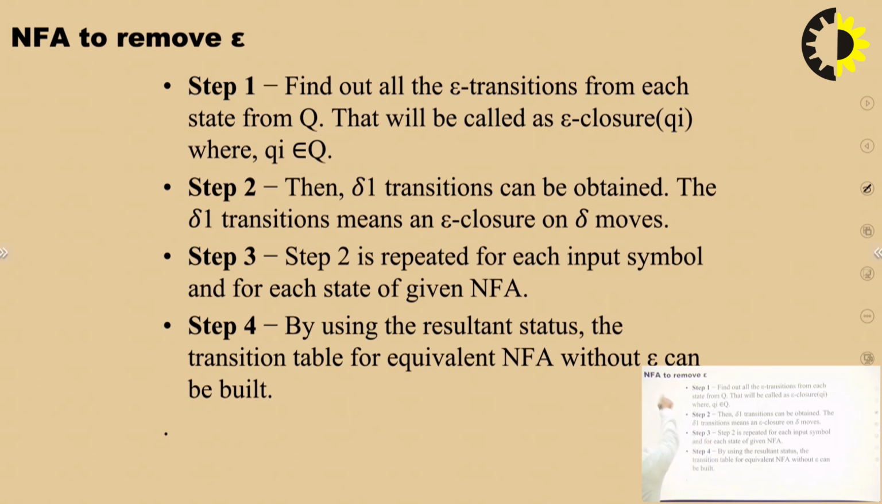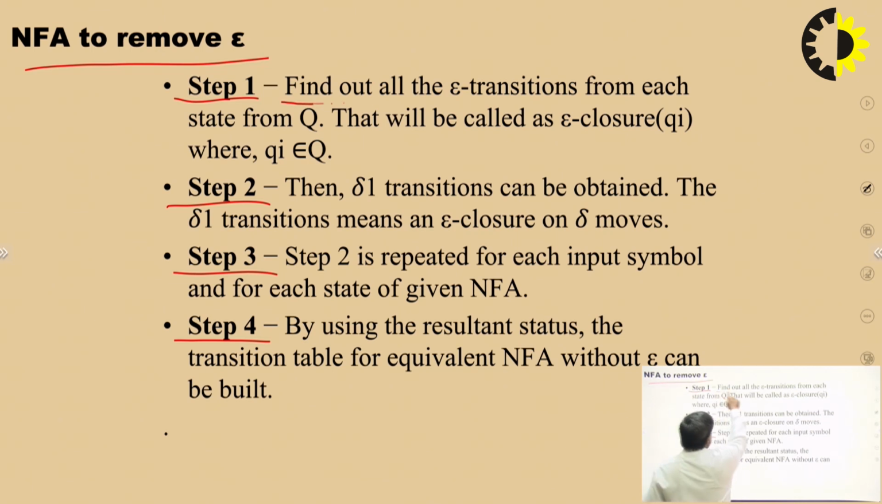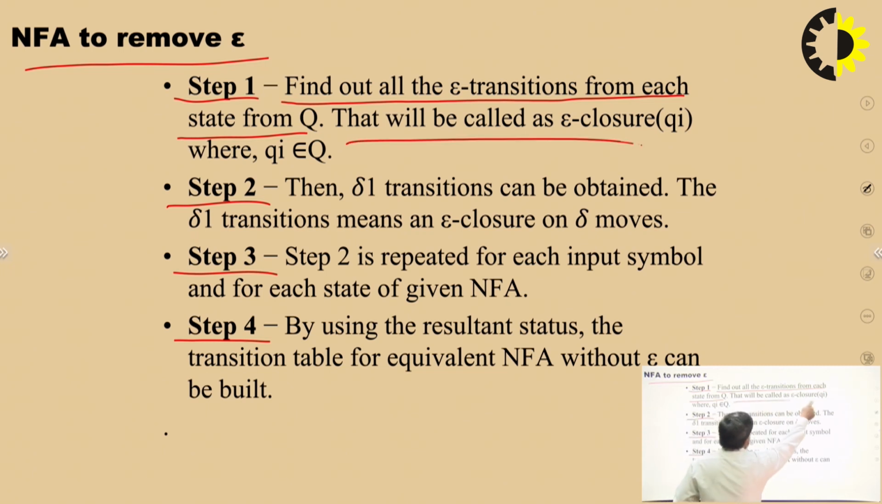There are some rules by which we can remove the epsilon from the NFA. Mainly 4 steps: step 1, step 2, step 3 and step 4, by which we can remove the epsilon from the NFA. Step 1: find out the transition from each state of Q. In the first step, we find the transition of the NFA on each state. That will be called the epsilon closure. That is the first step.